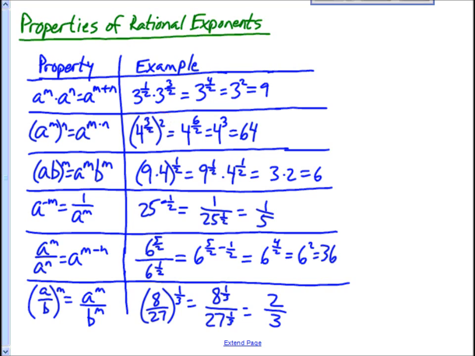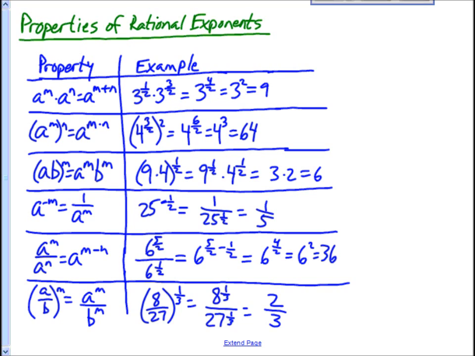Okay, the next one is a power of a product. The power there's m, and you've got your product inside, a and b. So you take a to the m and b to the m. So if we have 9 times 4 to the 1/2, you could go 9 to the half times 4 to the half, or in other words, the square root of 9 times the square root of 4. 3 times 2, which is 6.